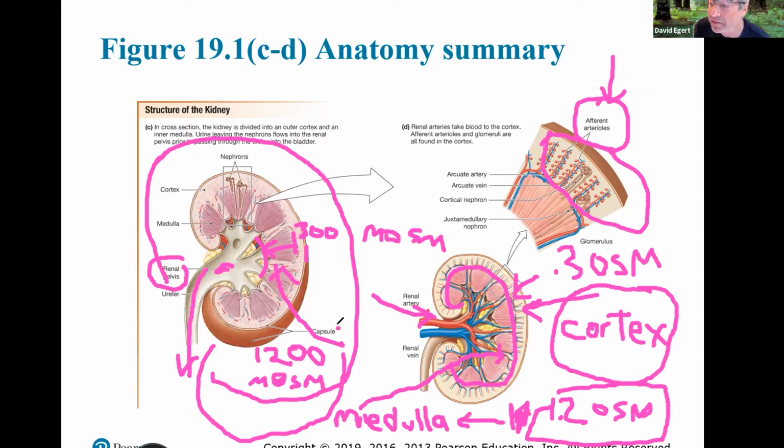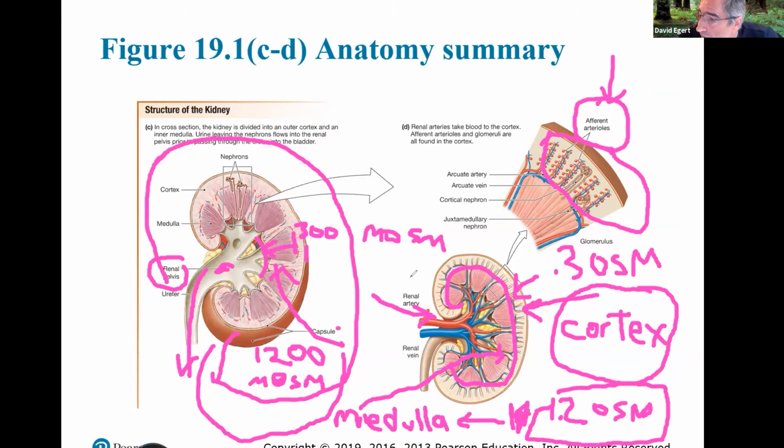By creating this really high osmolarity in the medulla of the kidneys, you have this really high gradient to pull water back into the body and keep it in the body, if you would like. So we'll be seeing that in much more detail as we continue on. But that is kind of the picture here.